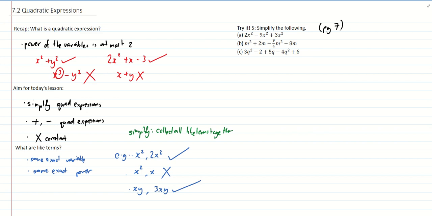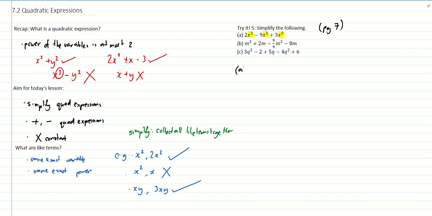So let's check every single term. In the first one, we have x squared. So x is the variable, 2 is the power. In the second term, we have the same exact variable and the same exact power. And in the third term, we have the same exact variable and the same exact power. Which means all three terms are like terms. So to collect them together, they are already collected together, you just need to add and subtract them.